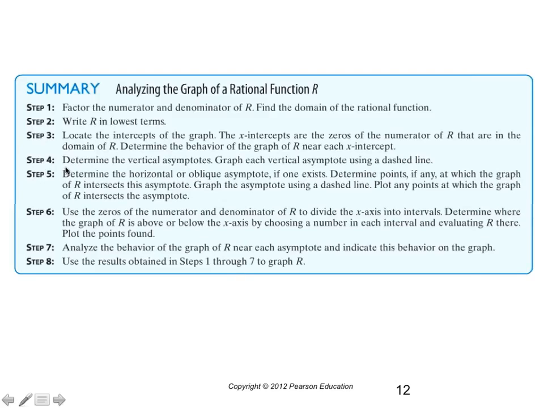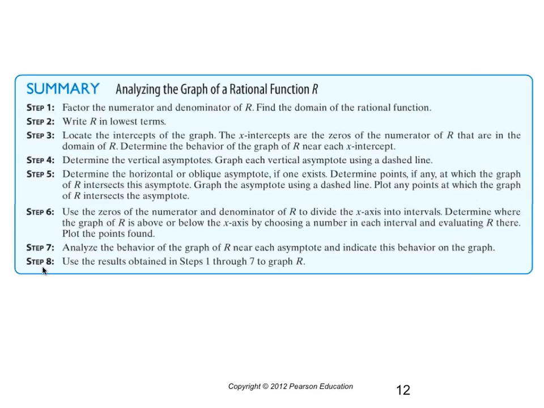Step 4 is to determine the vertical asymptote, and then you graph each vertical asymptote using a dashed line. Step 5 is to determine the horizontal or oblique asymptotes if one exists. That was what we just did. And then once you have those, you also want to graph that with a dashed line.